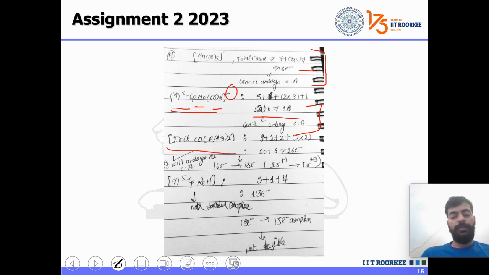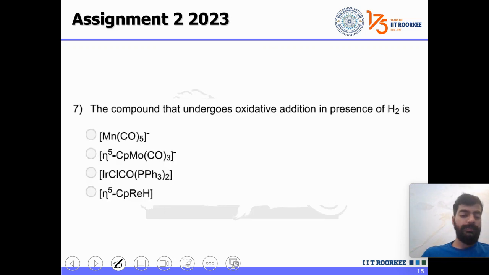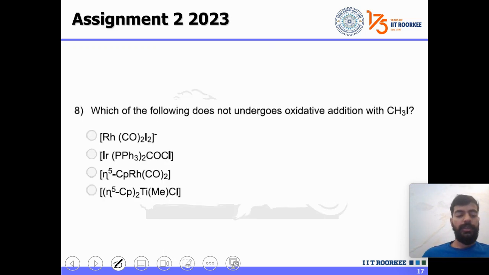Now iridium complex, if we see 9 for iridium, 1 for chlorine, 2 for carbonyl, and PPh3 2, total 16 electron count, and it can go for the oxidative addition reaction, and this is how it will go. Again, if we see this complex, 5, rhenium 1 and 7 for rhenium, 1 for hydrogen, around 13 electrons, 13 to 15 complex formation is not possible. So our correct answer is iridium complex. Let's move to the next question.